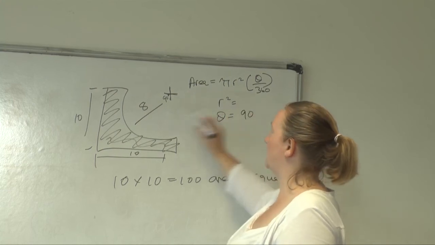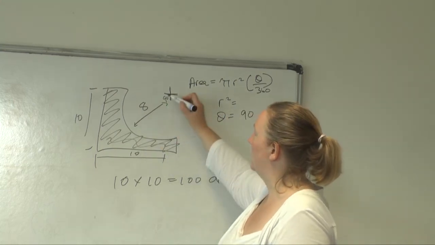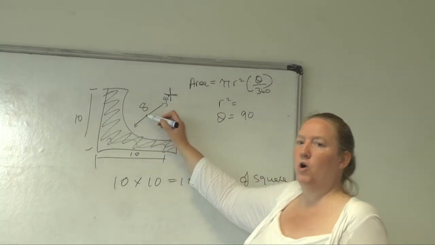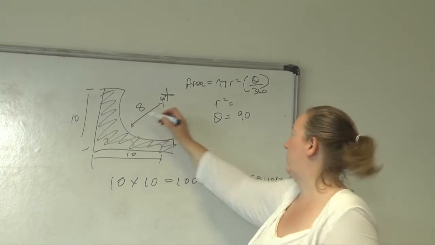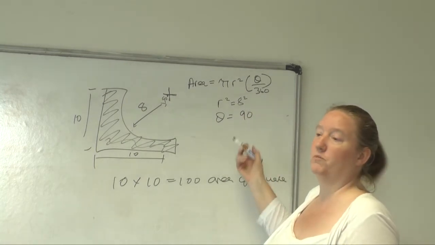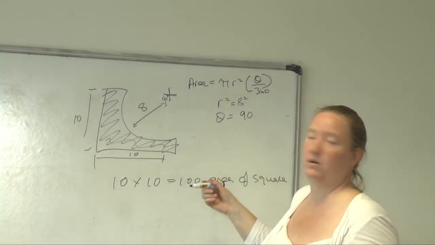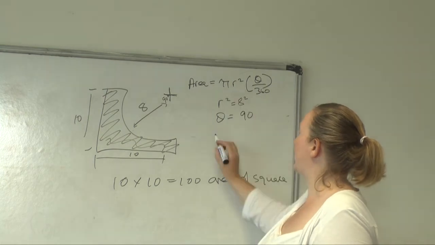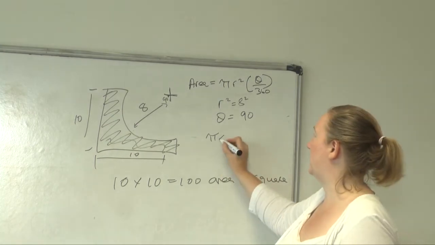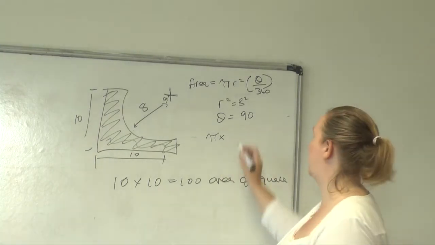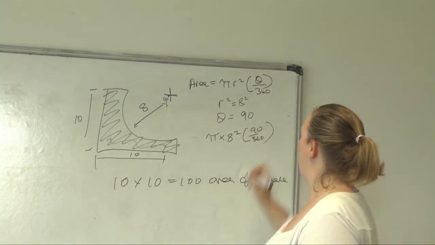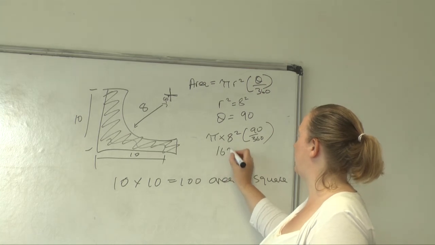Okay? And the radius squared, well, that's the measurement from there to the edge, and they tell you here it's 8. Okay? And they give you all these pieces of the puzzle. You just have to put it together. So they tell you that it's 8, so 8 squared. You can leave it in squared form, or you can work it out. So whatever you want yourself. So you just put that in, leave pi as it is. Pi, now when you're putting it into your calculation, put in the multiplied sign between pi and r squared. 8 squared bracket 90 over 360. And when you work that out, you get 16 pi.